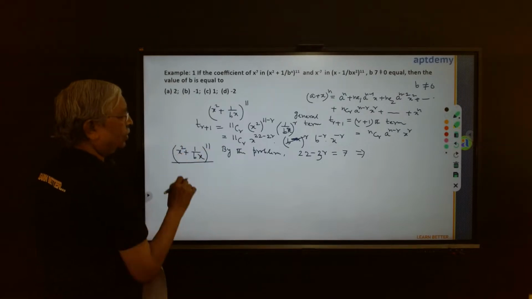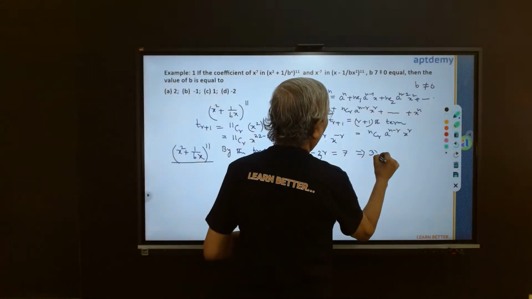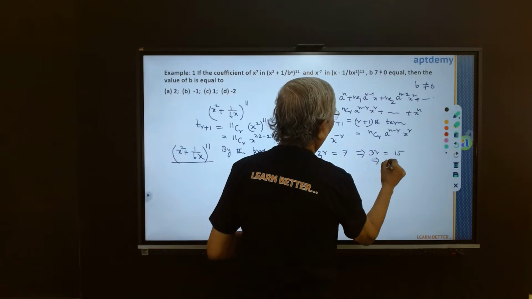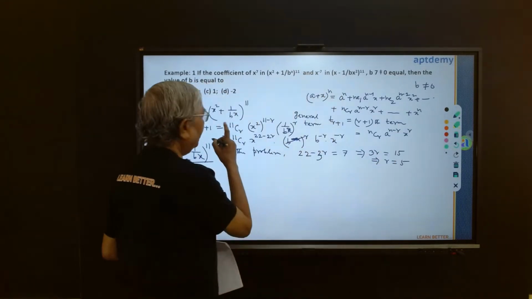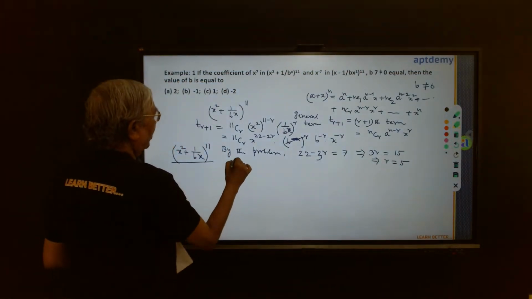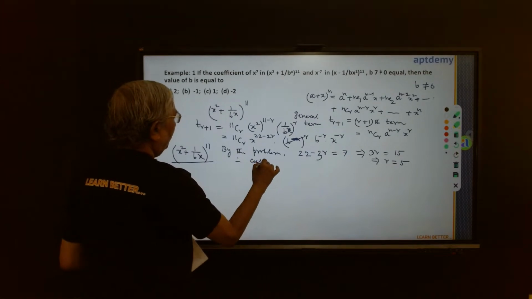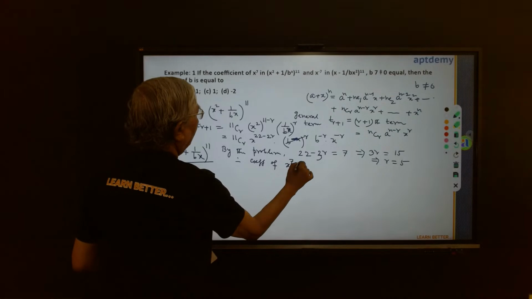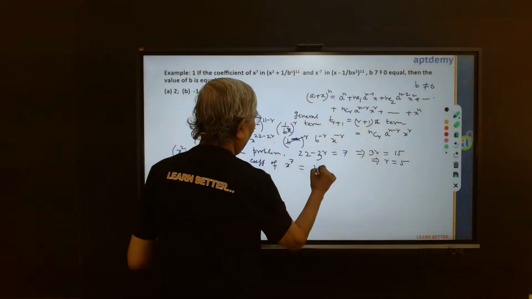The expression is this. So we can write 3r is equal to 15. This implies r equals 5. So what is the coefficient? Therefore, we can write the coefficient of x to the power 7 is equal to 11.